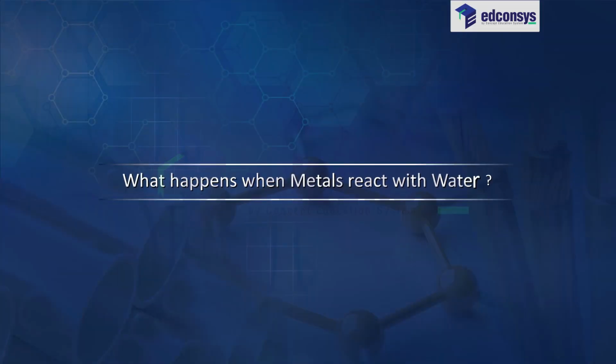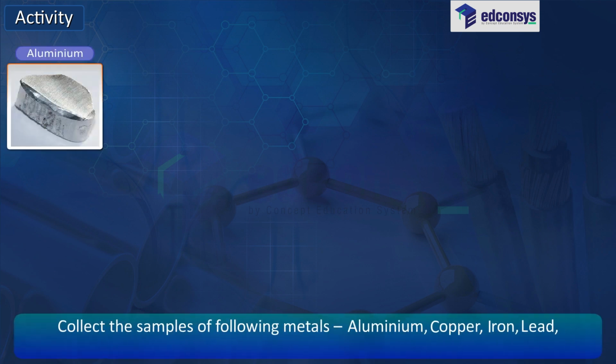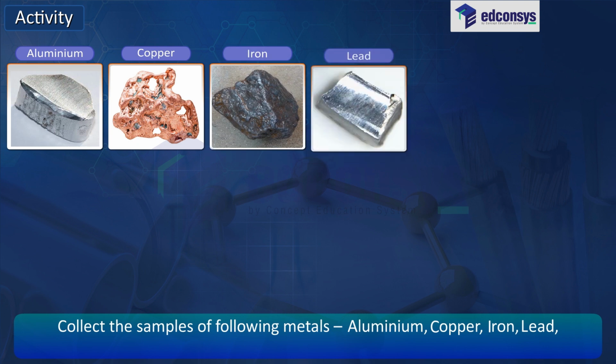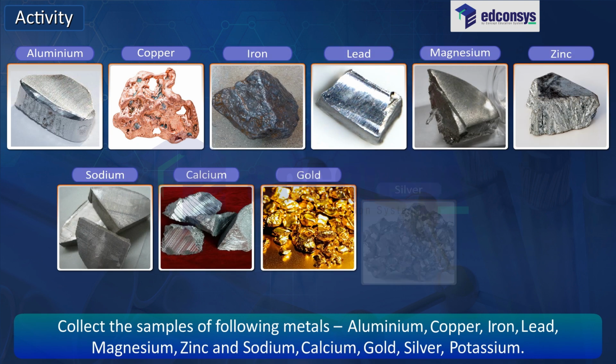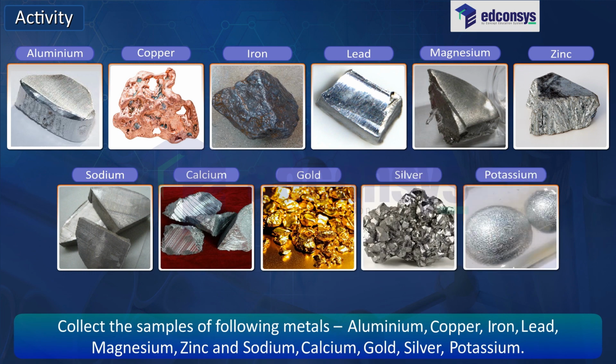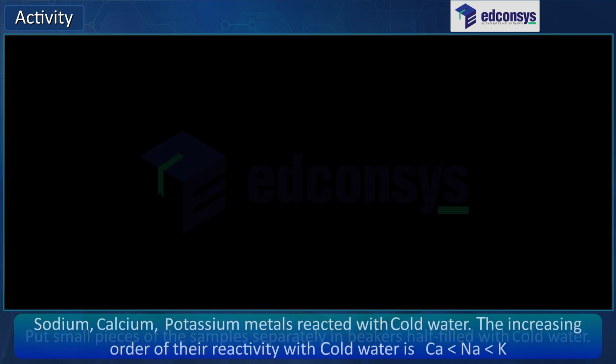What happens when metals react with water? Activity. Collect the samples of the following metals: aluminum, copper, iron, lead, magnesium, zinc, sodium, calcium, gold, silver, potassium. Put small pieces of the samples separately in beakers half filled with cold water.